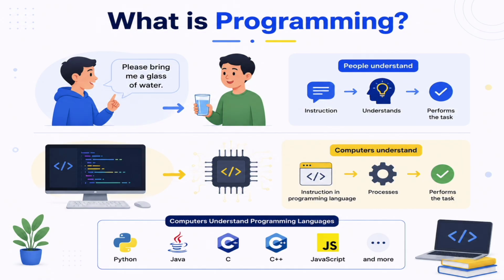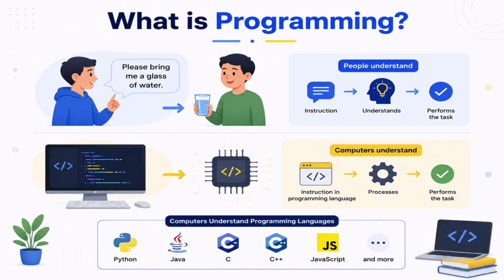What is programming? Programming simply means giving instructions to a computer. Just like we give instructions to people, we give instructions to computers using programming languages. For example, if you tell your friend, please bring me a glass of water, your friend understands the instructions and performs the task. Similarly, computers also understand programming languages. So we have programming languages like Python, Java, C, C++, JavaScript, etc.